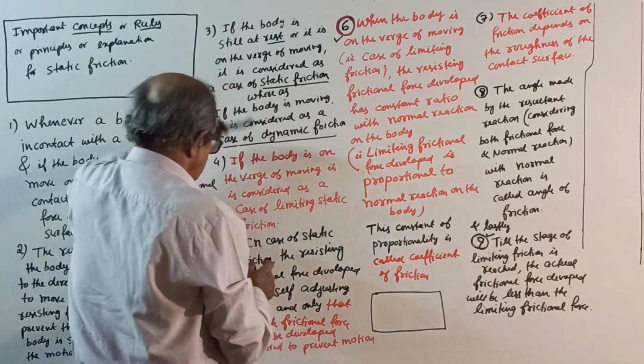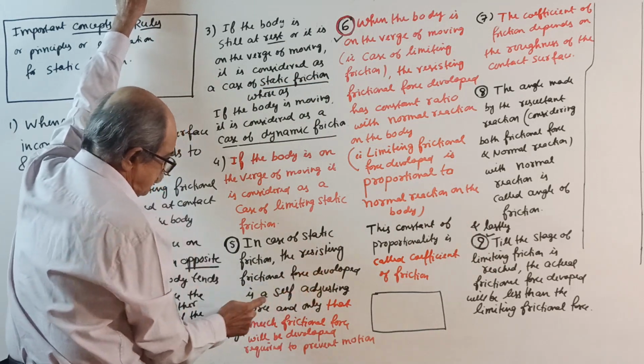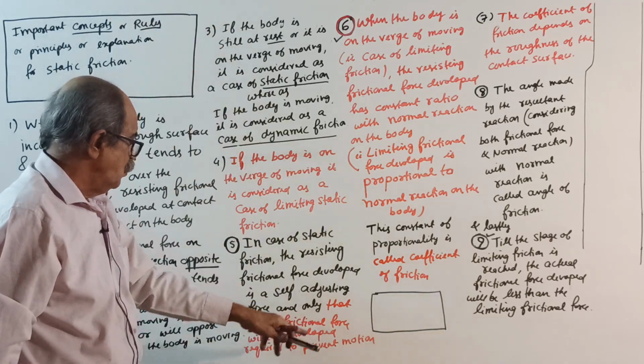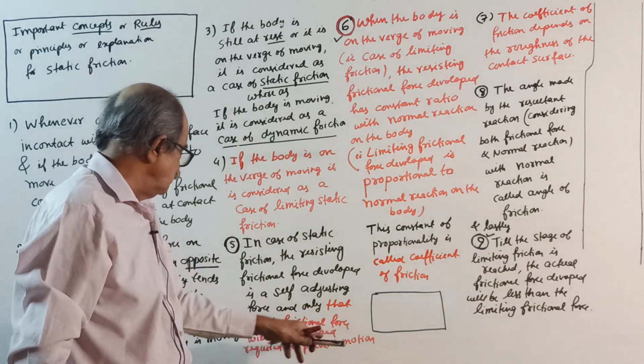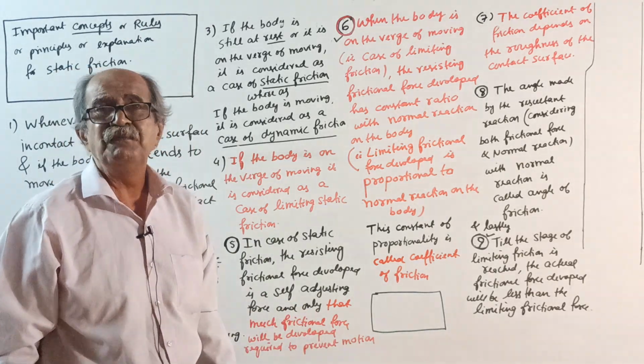Now see, in case of static friction, the resisting frictional force developed is a self-adjusting force, and only that much frictional force will be developed as is required to prevent the motion. I will give an example for you.